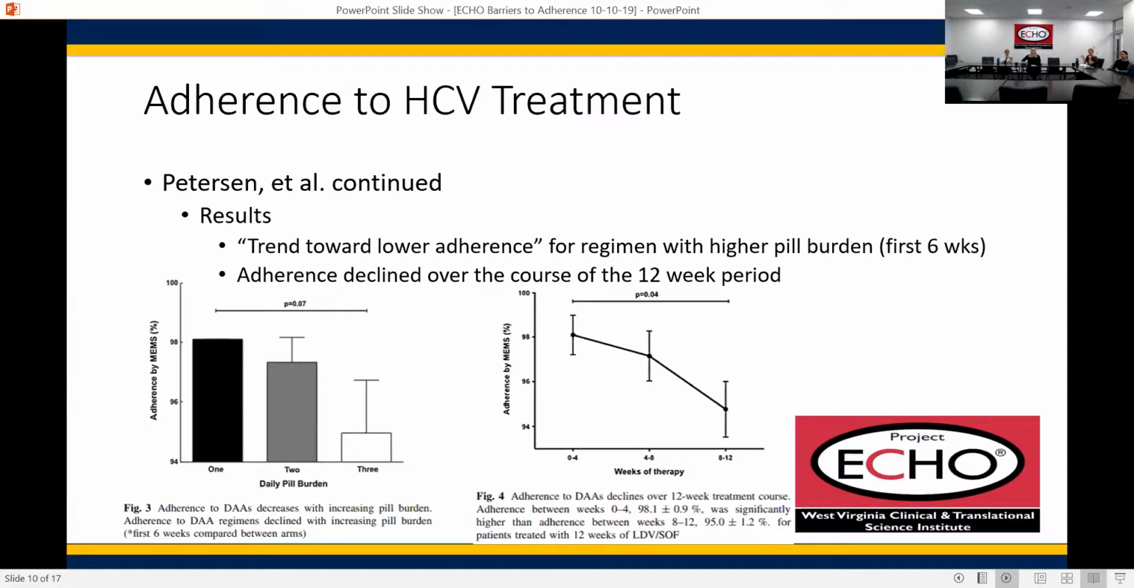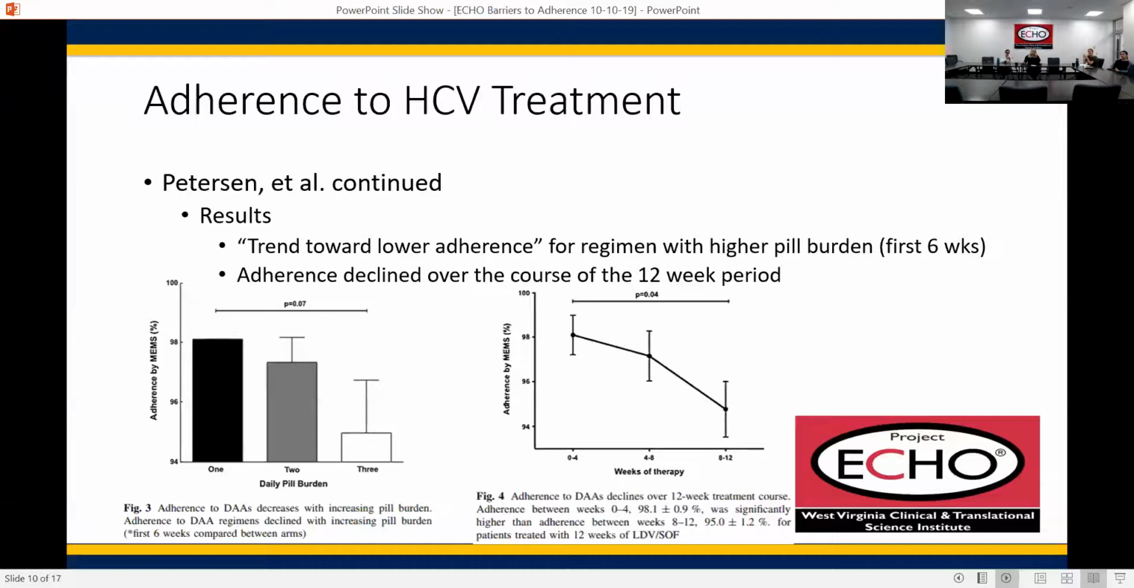And then interestingly, also on the line graph over on the right side, adherence declined over the course of the 12-week period. So this is only looking at the Harvoni once a day for 12-week regimen. And what you see there is that adherence was higher for weeks 0 to 4, then declined over 4 to 8, and then again 8 to 12. So it looks like with the duration, they're kind of falling off from an adherence standpoint.